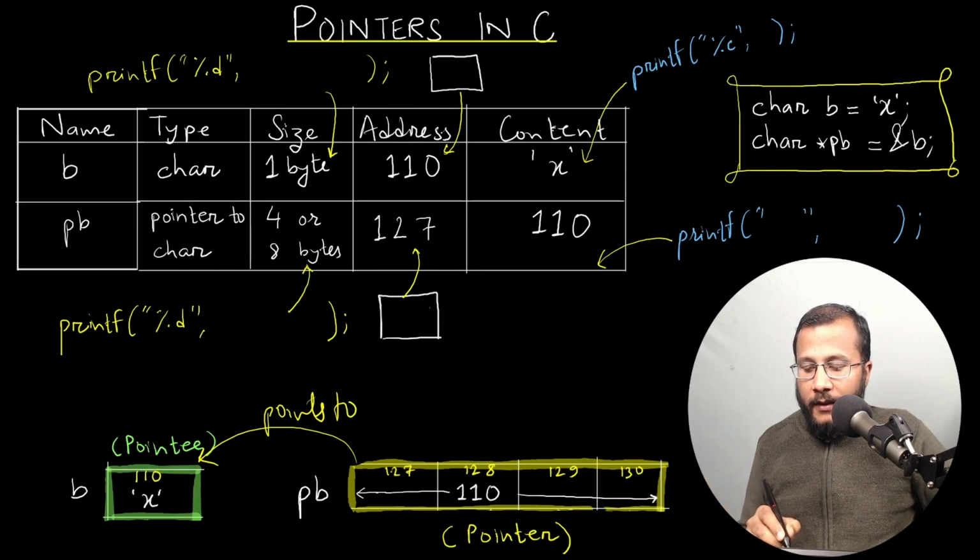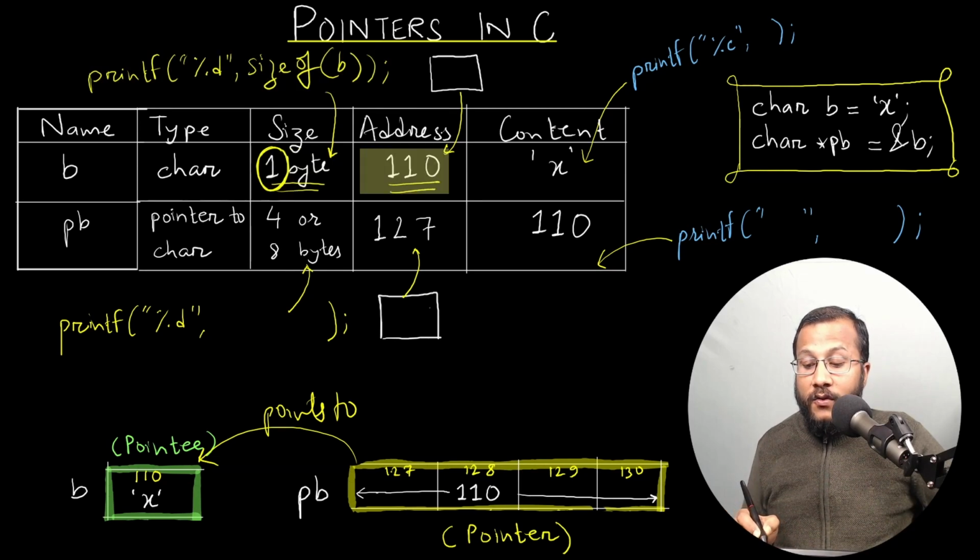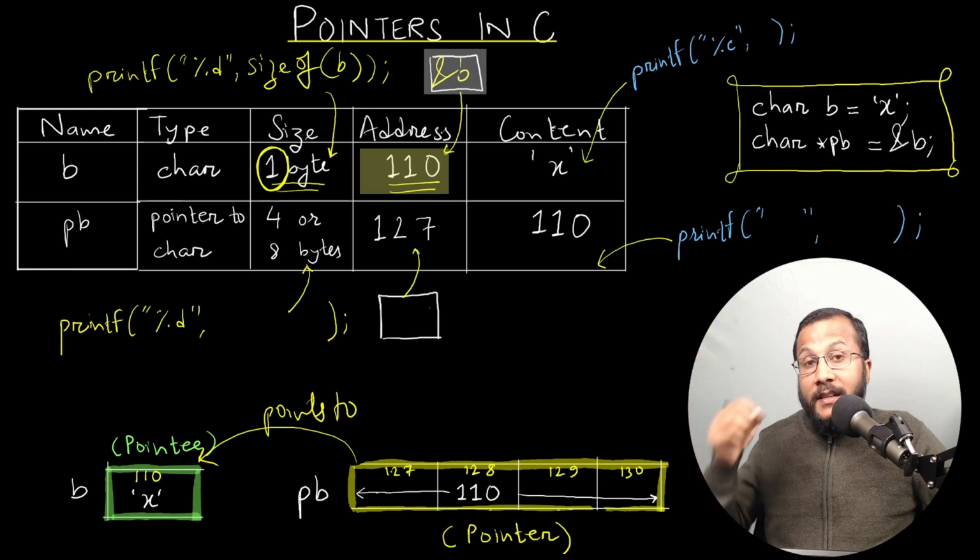Now first of all, I would like to display the size of the character variable. What is the size of a character? It's very simple. I can just write printf %d, and I'm printing the size, so I'll write sizeof b. Size of b would be nothing but 1, so it will display 1 as the answer. Now how do I display the address of b? I can write &b. Ampersand is the address-of operator. It will always provide you the address of a variable.